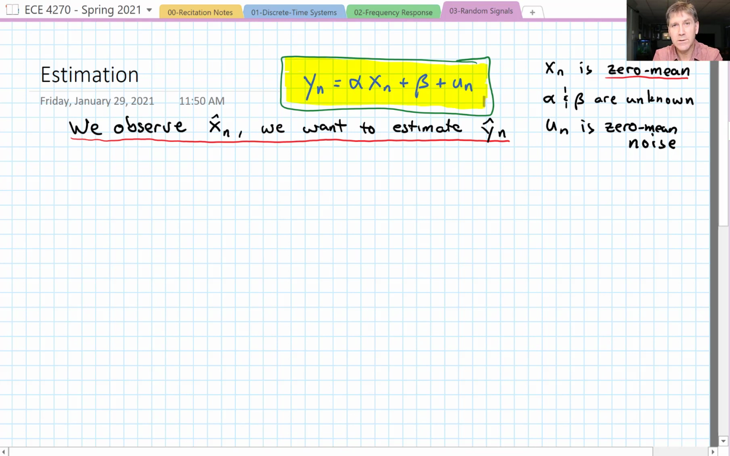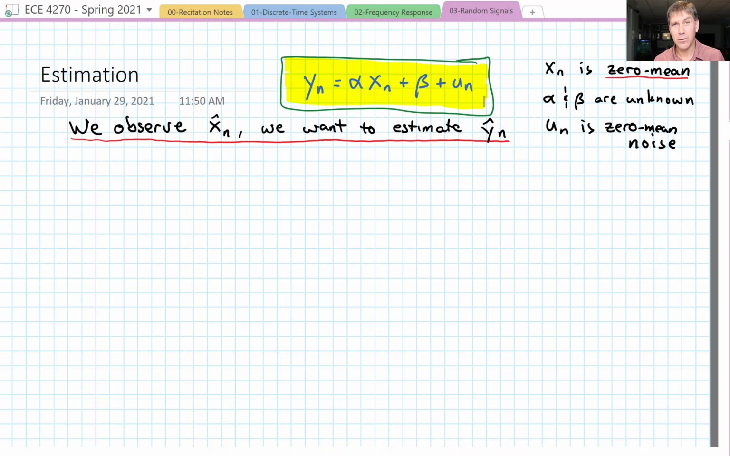We assume that these two random processes are related to each other in some affine linear sense. In other words, we assume that y is equal to some constant alpha times x plus beta plus, in this case, some noise. We're going to assume x is zero mean, just to make things simpler. We could do it non-zero mean, but that would just be more work. We don't know this relationship exactly. We don't know what alpha is. We don't know what beta is. And we're going to assume that the noise is zero mean.